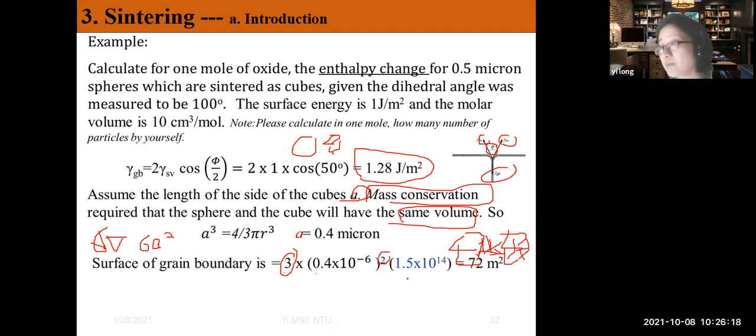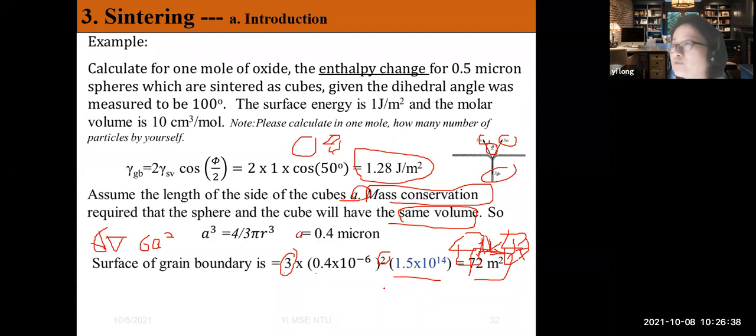And of course the number of them is still the same as the previous one, right? Because you have changed from 1 sphere to 1 cube. Correct? Okay, so in this case, we know that the total area is going to be 72, from the calculation.